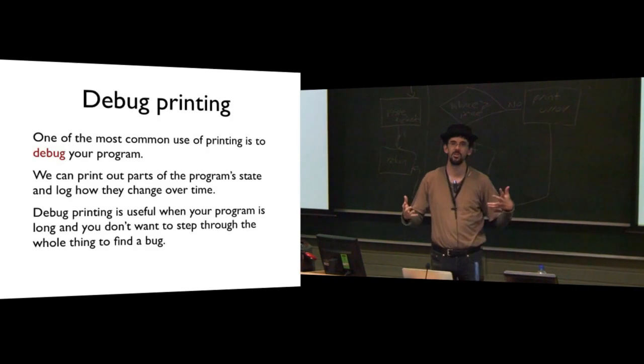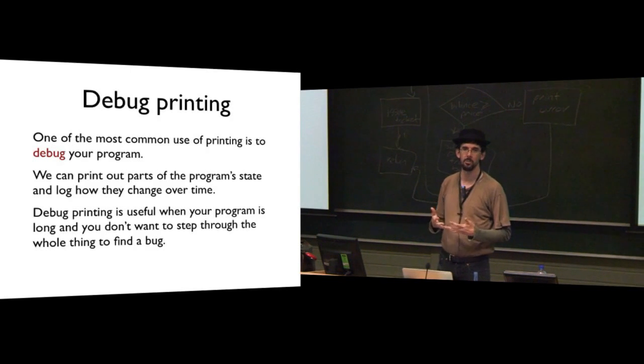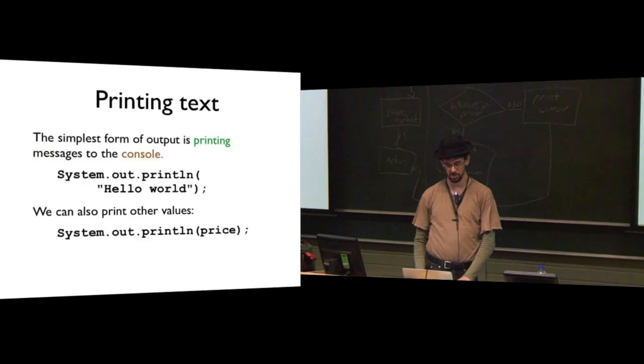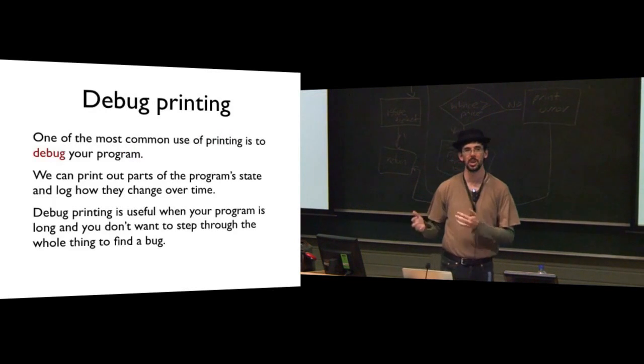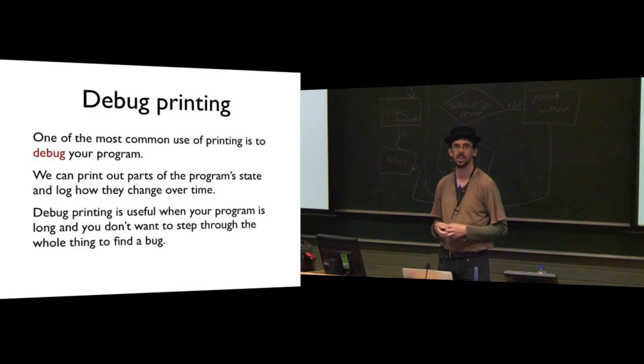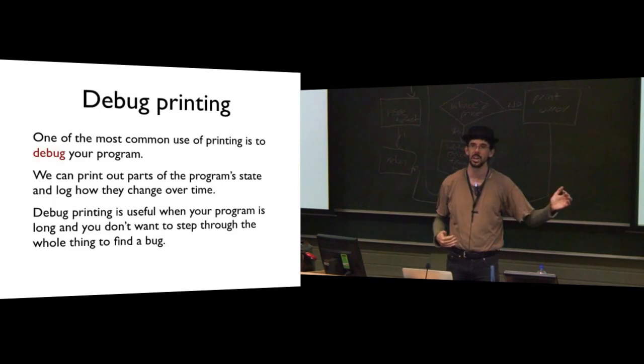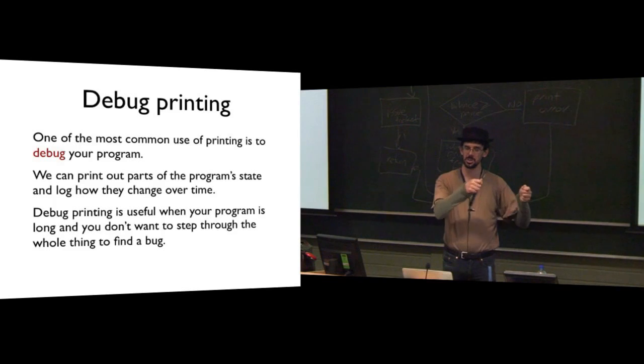So when you want to debug a large program, one of the useful ways to do that is debug printing, which is essentially to use this println statement, use system.out.println to print out the important parts of your state as your program runs. And then later on, when your program is finished, you can go look at that printout, and it'll be hundreds of lines, but you can search through it and find the bit where it went wrong.